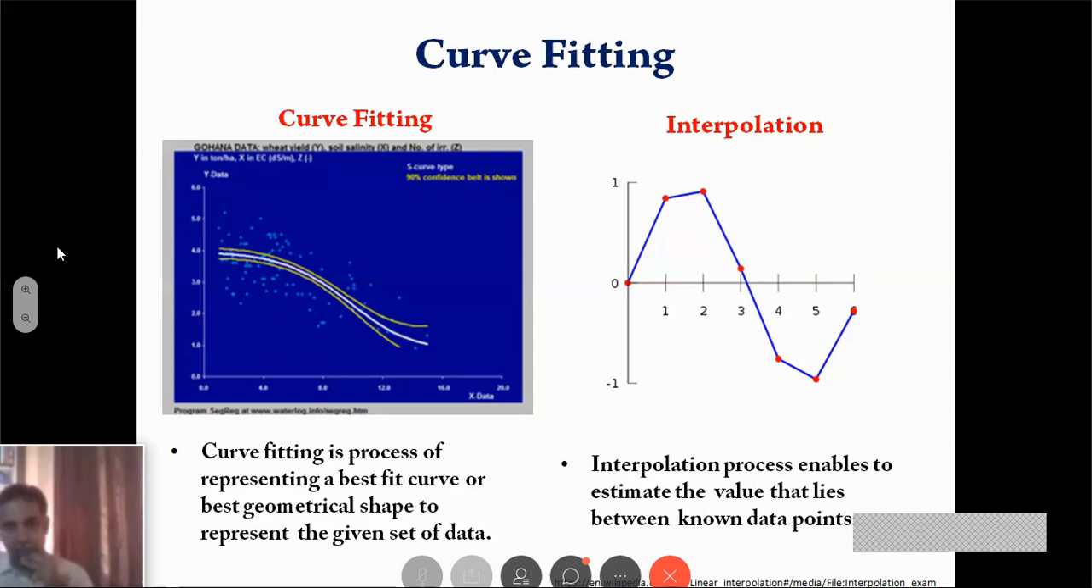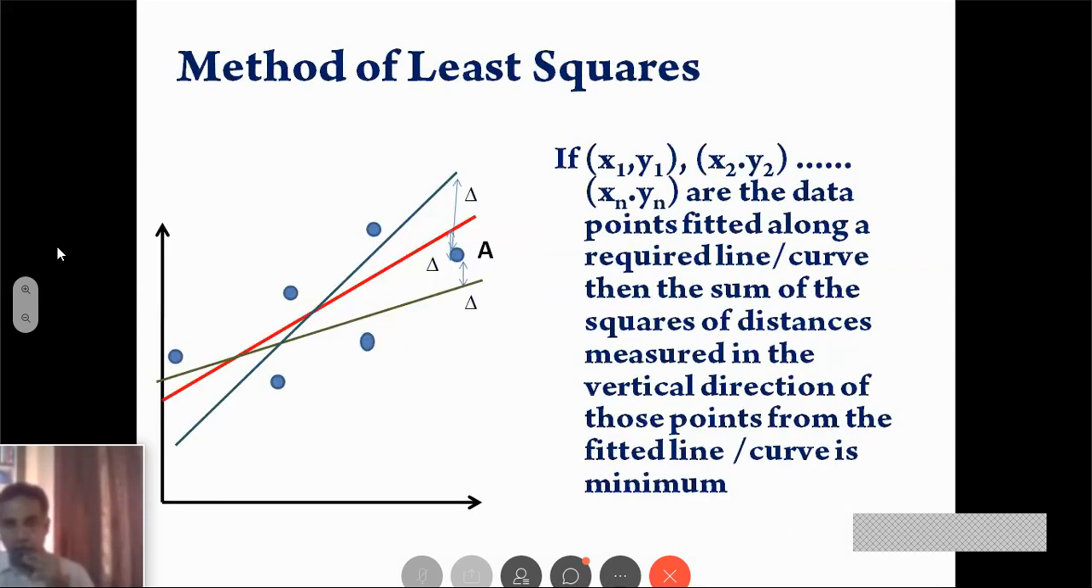This discussion is a different domain, even though we work with data points. We are trying to understand what is the best geometrical shape that we adopt to represent the given data set. This is the difference between curve fitting and interpolation. We must be very clear in our minds before we proceed with this learning process. Okay. Now, how can we make a curve properly fit?